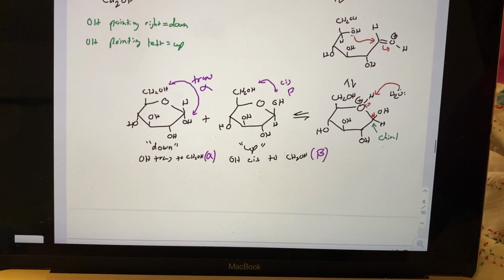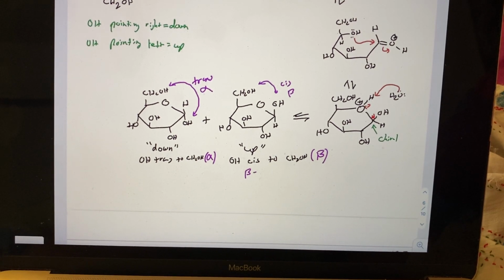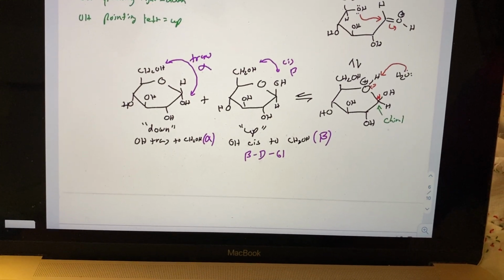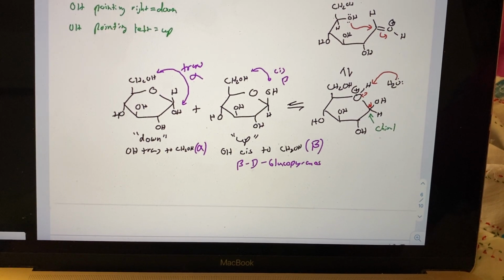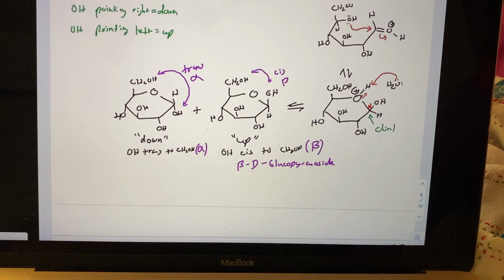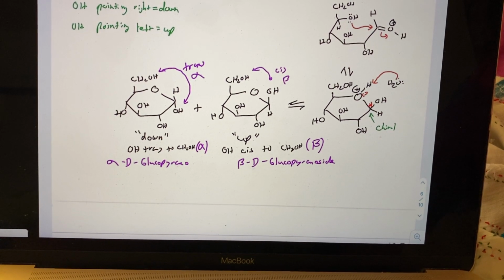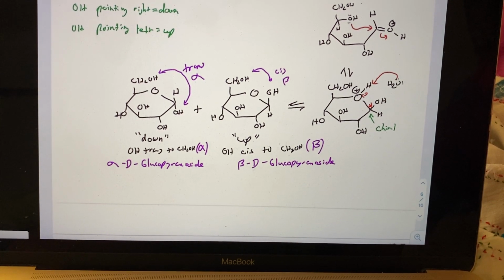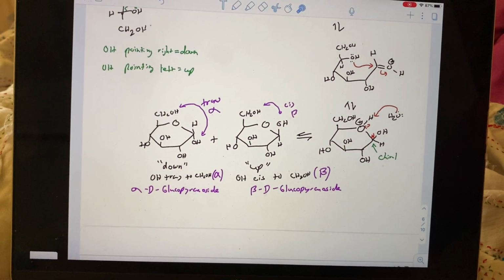So this would be known as beta, indicating the stereochemistry at that one center. These are both D sugars, they were D sugars to start with. So this is known as beta-D-glucopyranoside. And this would be alpha-D. I don't expect us to memorize those names, but a pyranose, this pyranoside, comes from this six-membered ring with the oxygen in it.